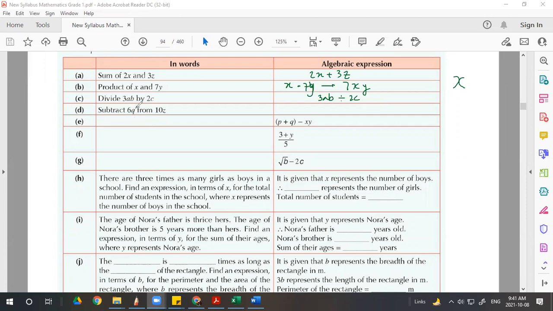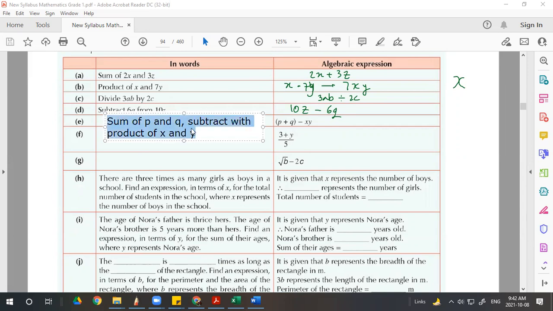Okay, now subtract 6q from 10z. 6q from 10z. So 10z is the first, right? And this is the wording. Sum of pq minus xy, right? Kita bikin. Sum of p and q, subtract with product of x and y, right? Simple ya?